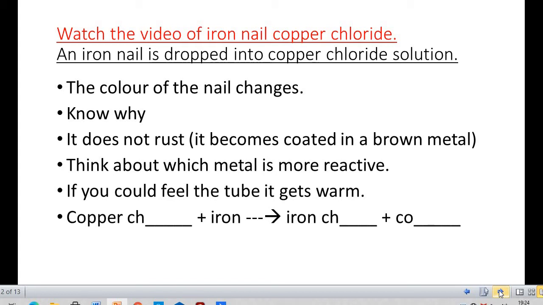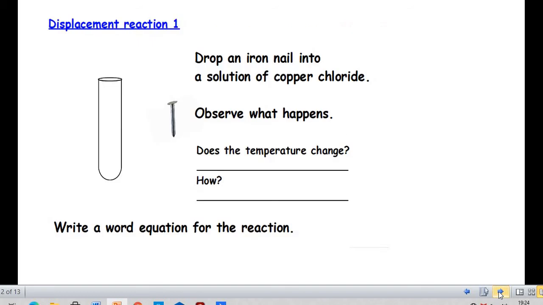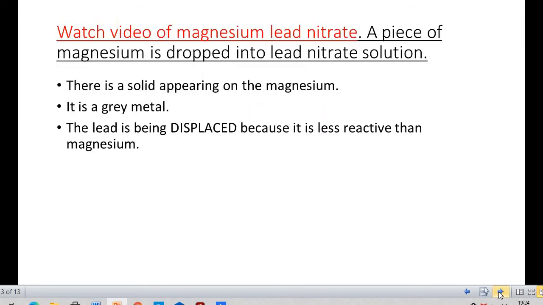And if you could feel the tube, it would get warm. So think about what type of chemical reaction would make that tube go warm. And the word equation, I've helped you out a little bit at the bottom there. So in your book, you should be able to answer the questions once you've watched that video. And that's what your page looks like, so you should be able to answer those questions.